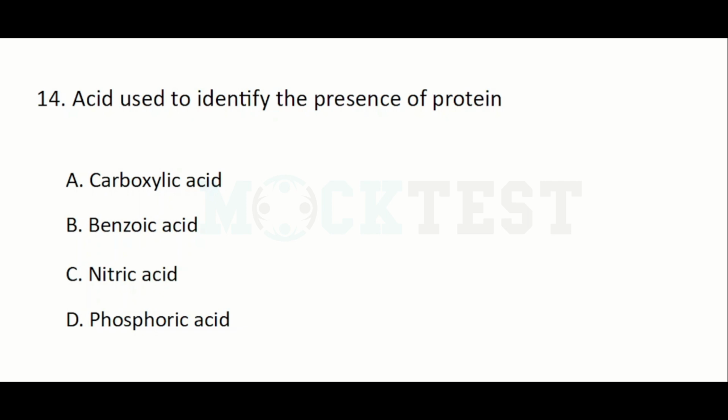Next, acid used to identify the presence of protein. Option A carboxylic acid, Option B benzoic acid, Option C nitric acid, Option D phosphoric acid. The acid used to identify the presence of protein is Option C nitric acid.